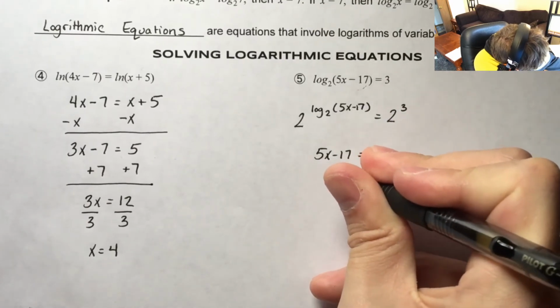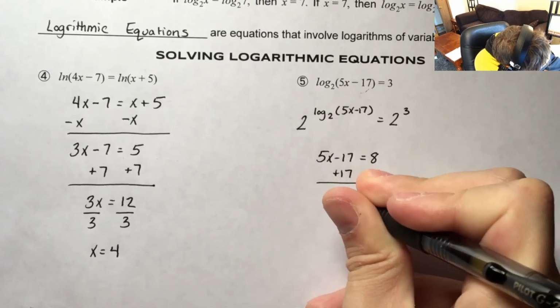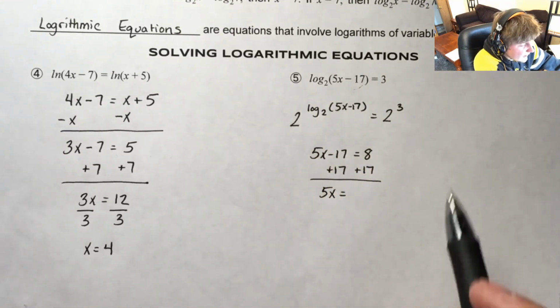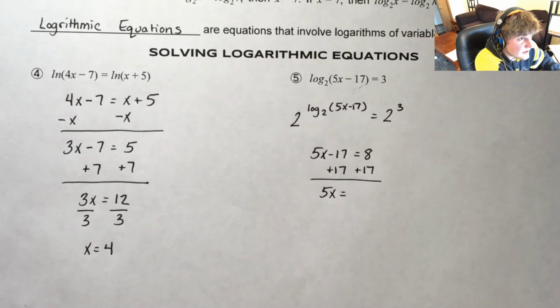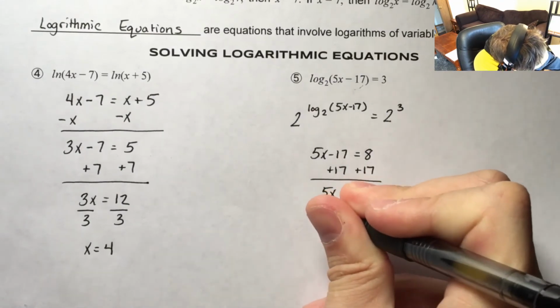And then now this is just a problem I can solve. So this is 5x is equal to 8 plus 17, so 17 and 3 is 20, and then another 5 would be 25, and then divide by 5.